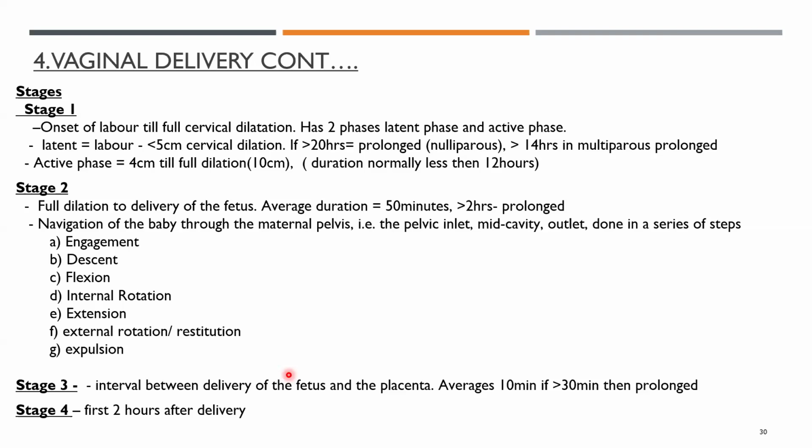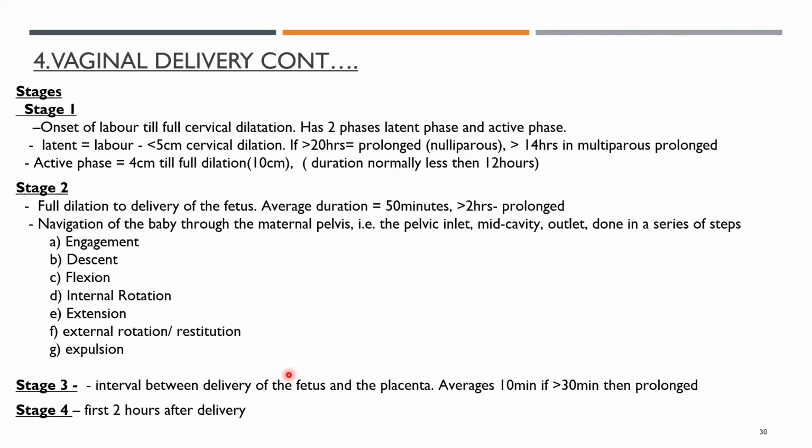Then in stage 1, the remaining part of the dilatation is referred to as the active phase. So from 4 centimeters till achieving 10 centimeters. Ideally, this is normally less than 12 hours in nulliparous. In multiparous, it's even faster. They normally progress at a rate of 2 centimeters in an hour.